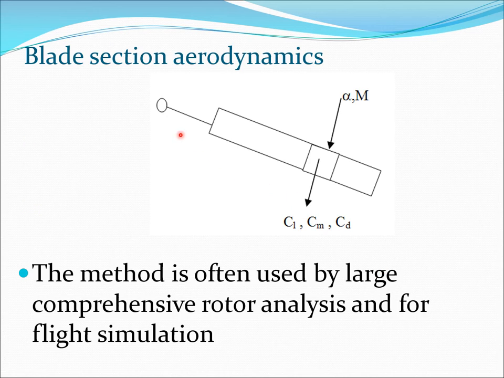So to show it figuratively, you have a blade here, you have a section somewhere here. Corresponding to this section, there is a value of alpha, there is a value of M. Remember, alpha can be obtained by theta minus phi. M is known here because we know the velocity, we know the rotation speed, we know the speed of sound, we can calculate the Mach number, and therefore I can get CL, CM and CD at this particular section.